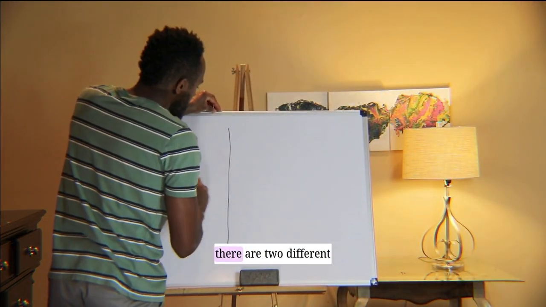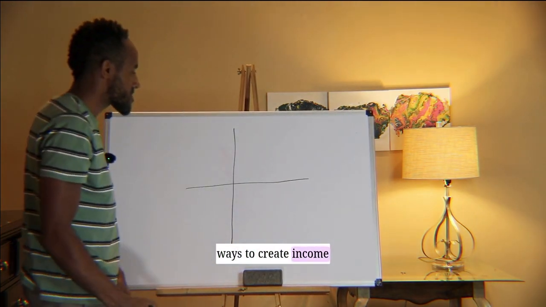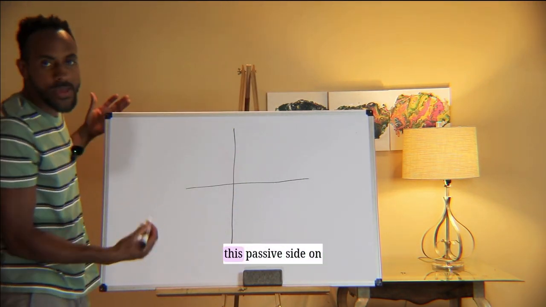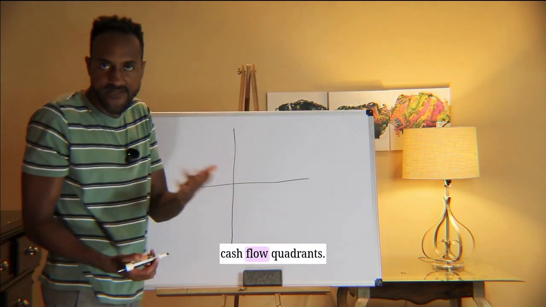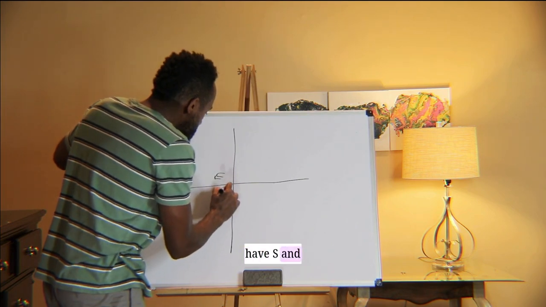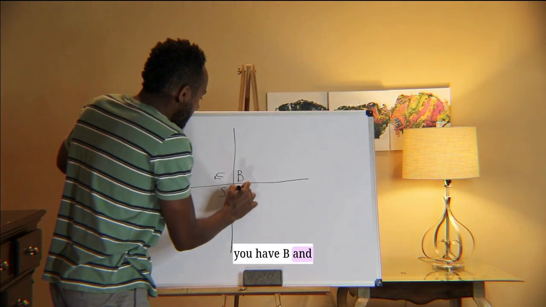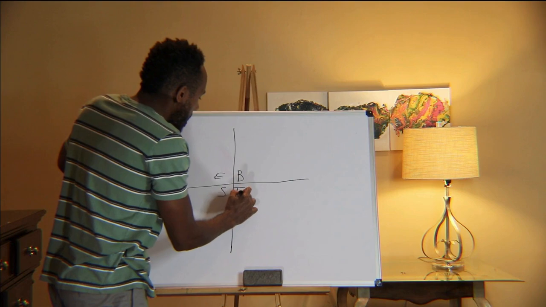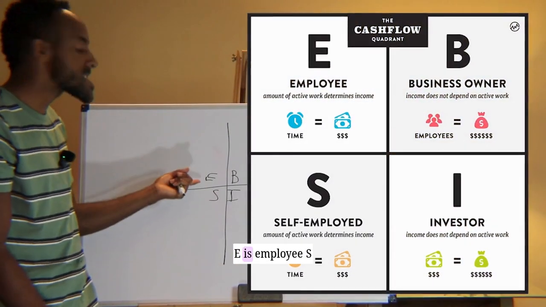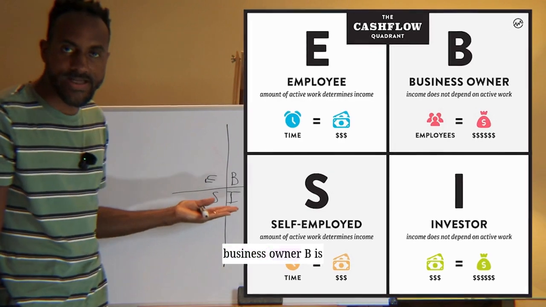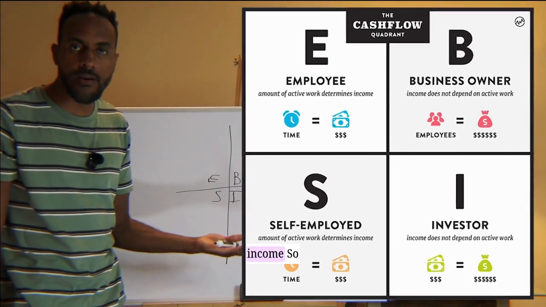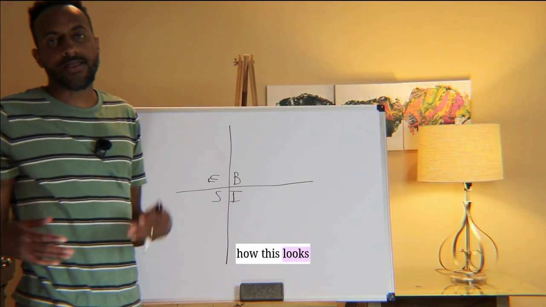So like I said a minute ago, there are 2 different ways to create income: active and passive. For the typical cash flow quadrants, you have 4 things. You have the E, you have S, and you have B and I. I'll put down in the description a brief description of each of these 4 quadrants. E is employee, S is self-employed business owner, B is a business system or a big business, and I is investment income. So let's kind of walk through this and see how this looks in your life.